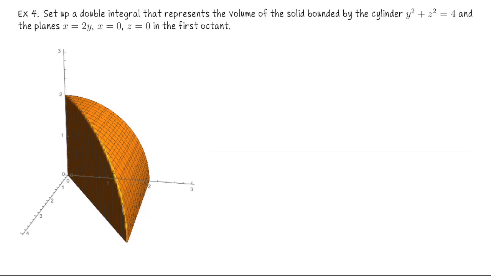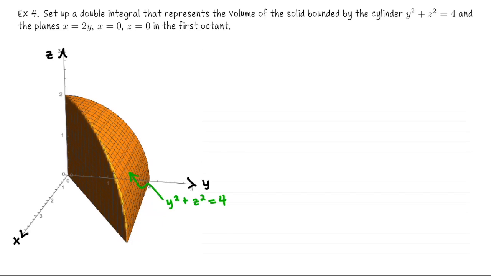So y squared plus z squared equals 4 is a circular cylinder of radius 2 around the x-axis. So here's the x-axis, y-axis, and z-axis. So this rounded roof on our solid is part of the cylinder y squared plus z squared equals 4.